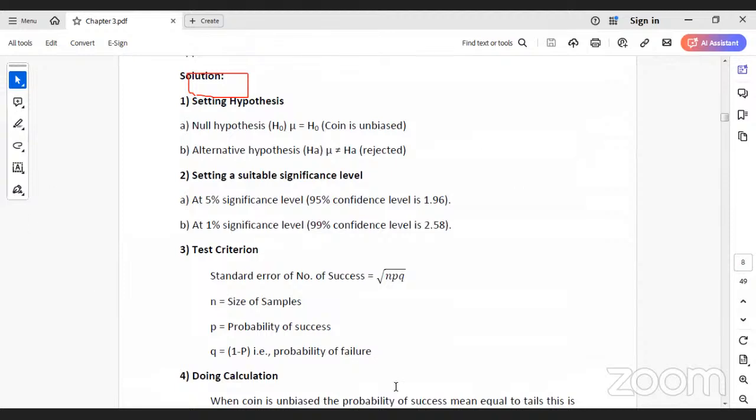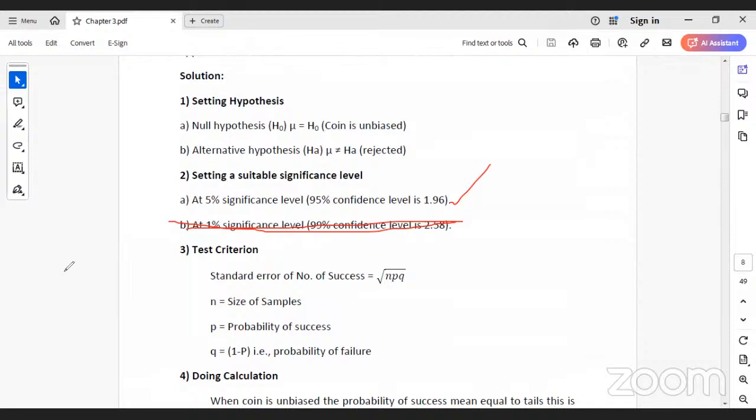But you need to consider only 1.96. Don't consider the other one. Ignore it. The next, test criterion: standard error of number of success is equal to under root NPQ. N is equal to size of sample. P is equal to probability of success. Q is equal to 1 minus P, that is probability of failure.